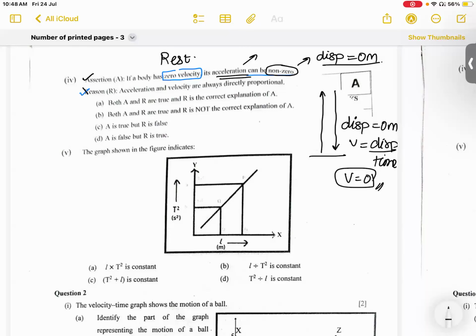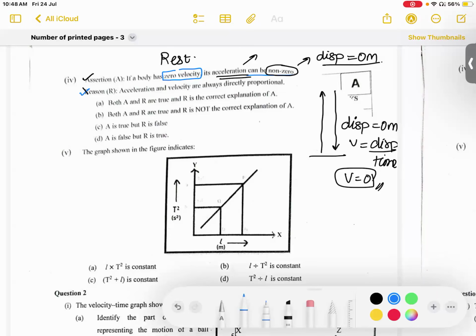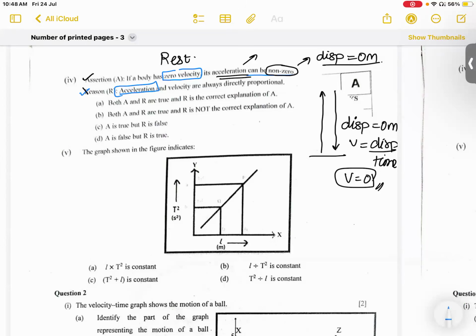No, the statement is false. Acceleration does not only depend upon velocity, it even depends upon time. And to be very precise, guys, they are not directly proportional to each other. Acceleration can be proportional to change of velocity. It is not velocity, it is change in velocity. So statement A is true and R is false. That is option C. C is the correct one.